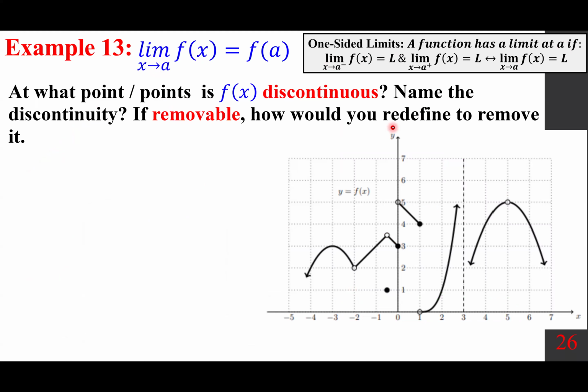All right, notice, so we have a hole here, at -2. We have a hole here, at -0.5. We have a jump here, a hole here, discontinuity at 0, discontinuity at 1, discontinuity at 3, discontinuity at 5. So we have a bunch of them. Let's see what they are. Let's name them.